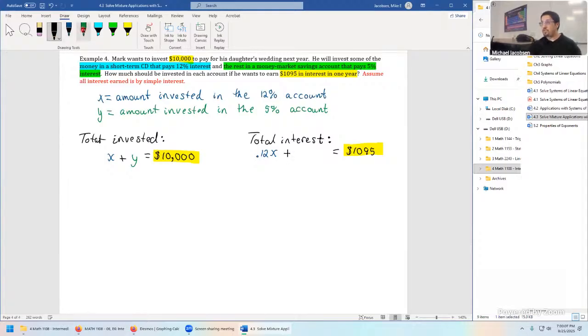Because it's total interest, we do the same thing with the second account. Take the rate. This is a 0.05, so that moves 2 spots to the left. Multiplied by the principal invested, amount invested, which was Y, and that's 2 equations down. Well, if we can solve these equations, we're on our way. Any last questions at all, folks, on writing them down?